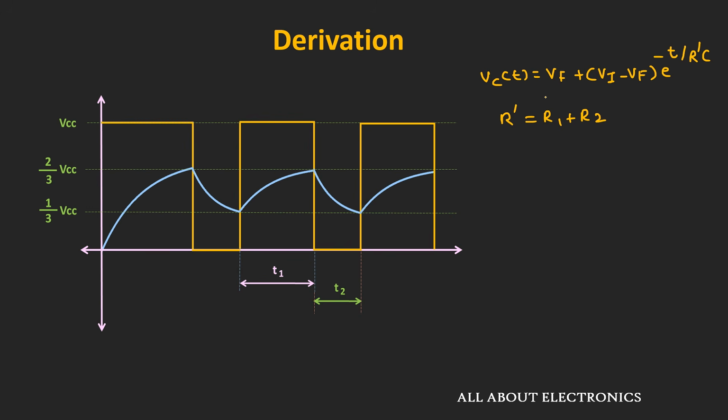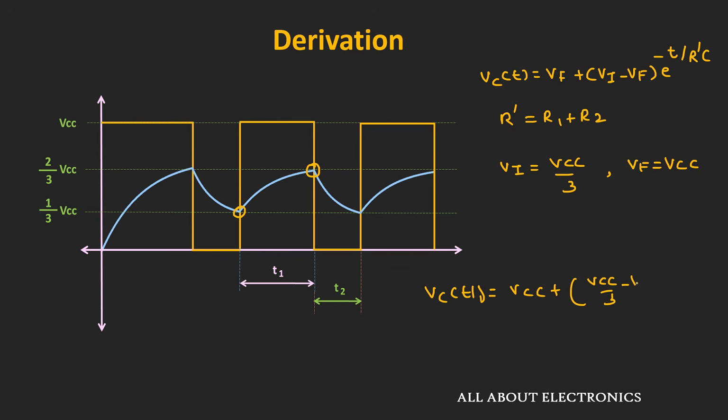Now initially the voltage across the capacitor is equal to 1 by 3 VCC voltage. So in this expression, the V initial will be equal to VCC by 3, and it is charging towards the supply voltage. So V final will be equal to the supply voltage. So now let us put these values in this expression. And over here, we want to find this time T1 whenever the voltage across the capacitor reaches this 2 by 3 VCC voltage.